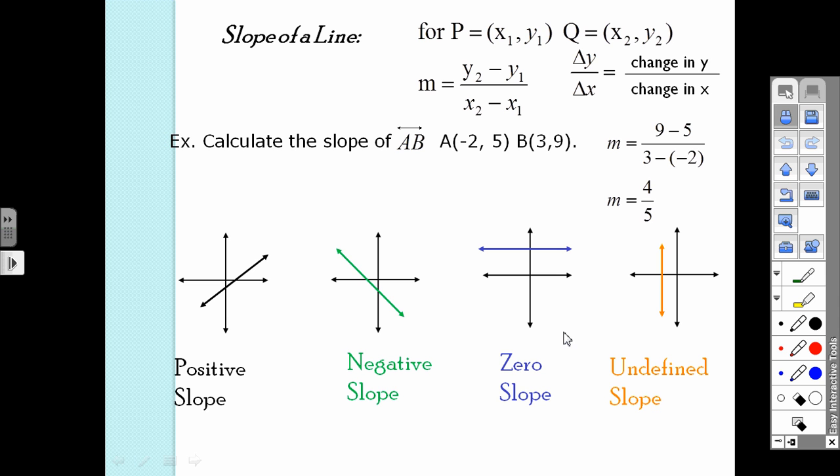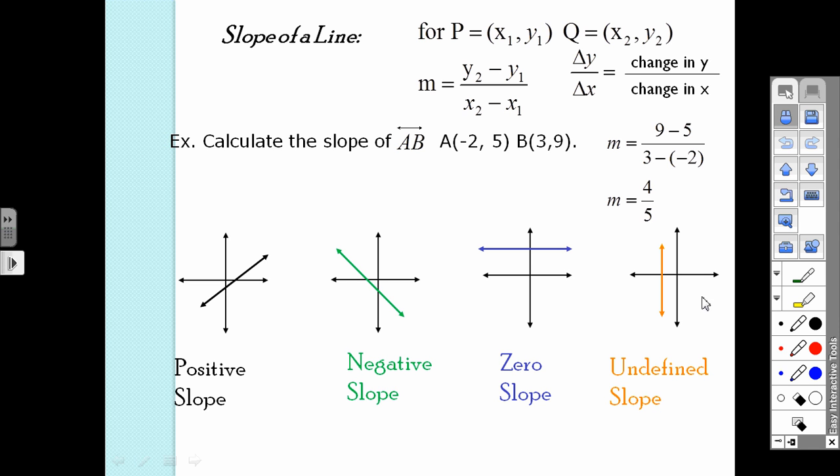Now, the last one is the vertical line. And that actually has an undefined slope. And perhaps last year they talked about that as being no slope, but we don't like to use the word no slope because no and 0 kind of get mixed up with people.